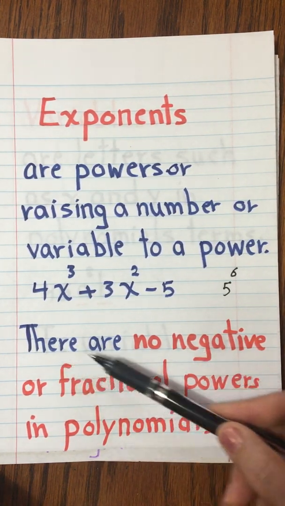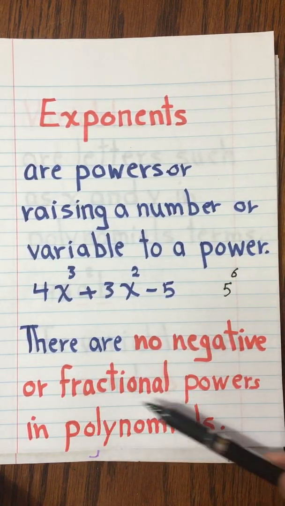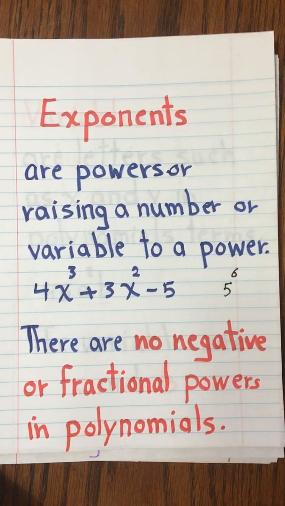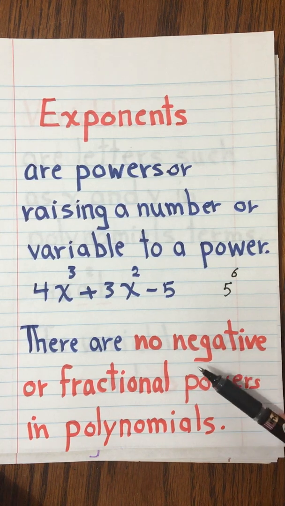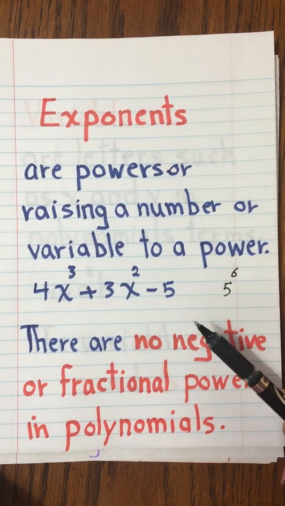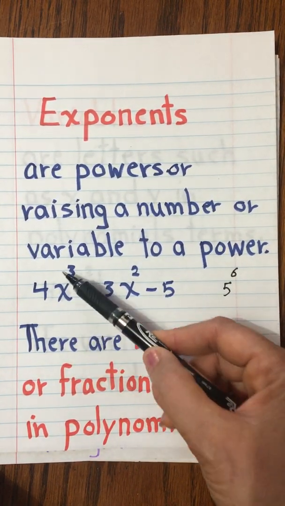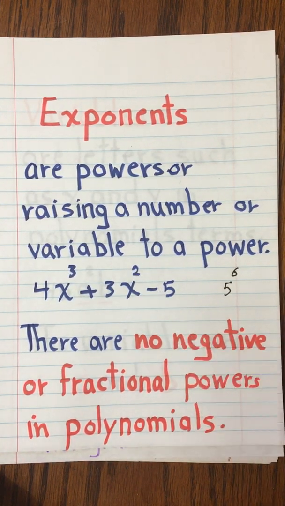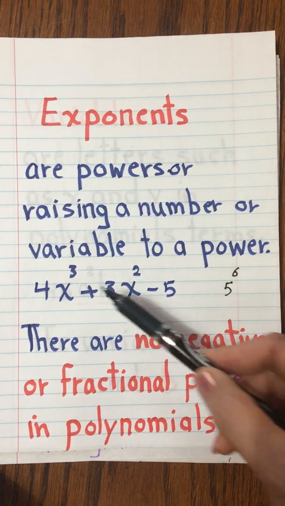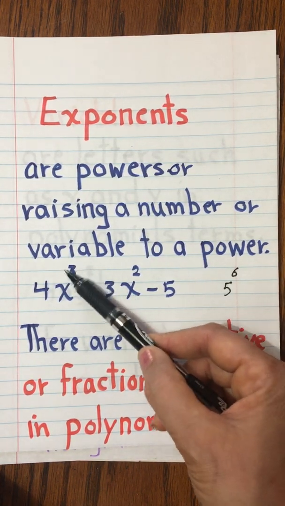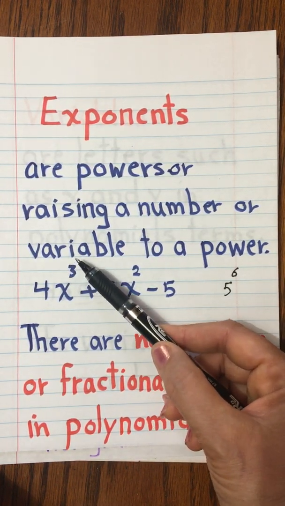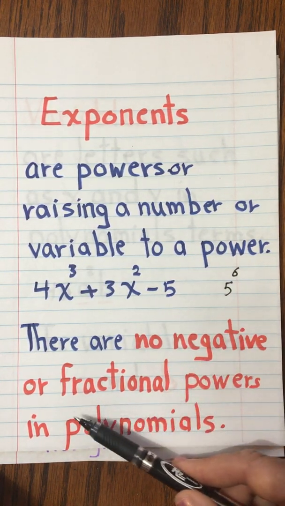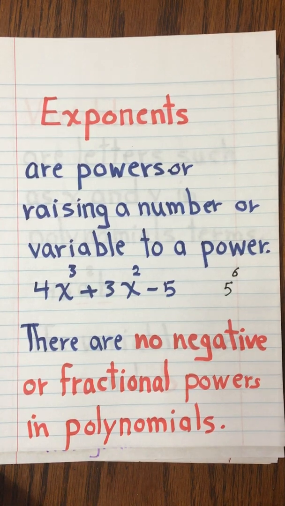Note, there are no negative or fractional powers in polynomials. So if I have a polynomial like 4x, there is no negative 3 or negative 2 power. Or there's no fractional power, like the power being, for example, 1/2. So no negative powers or fractional powers.